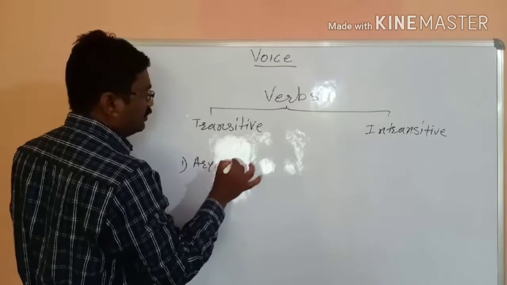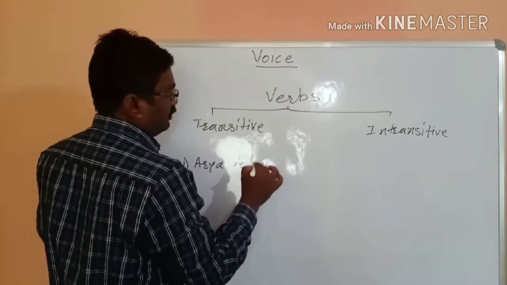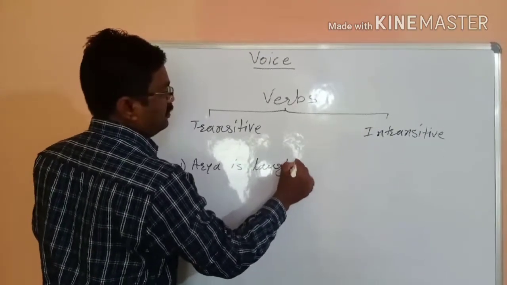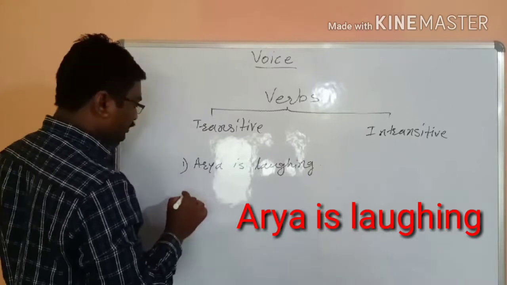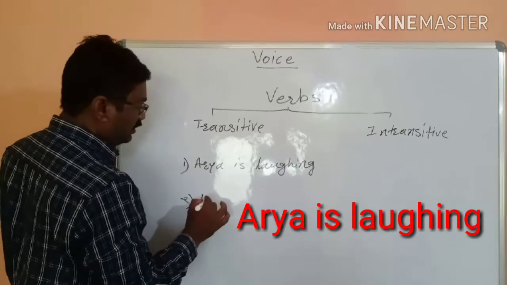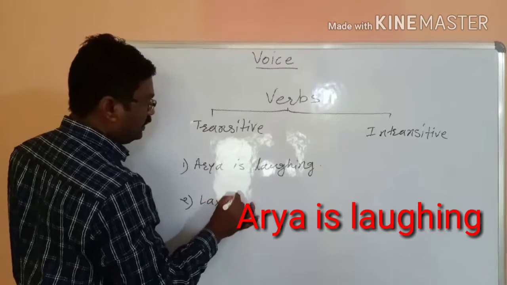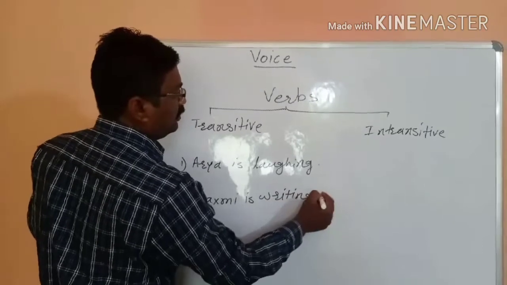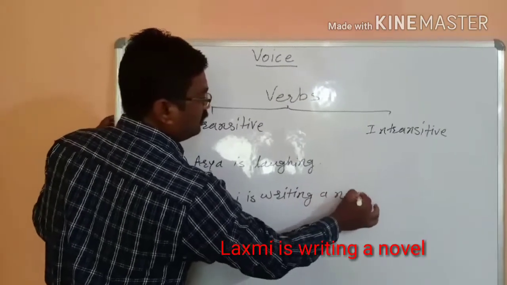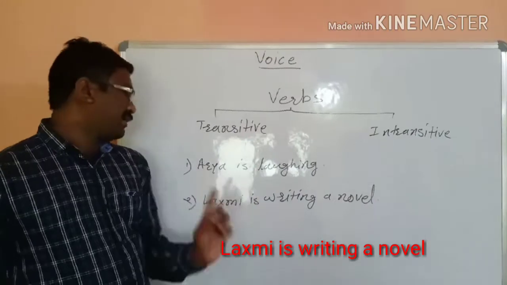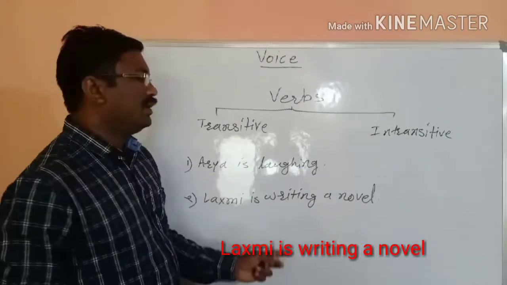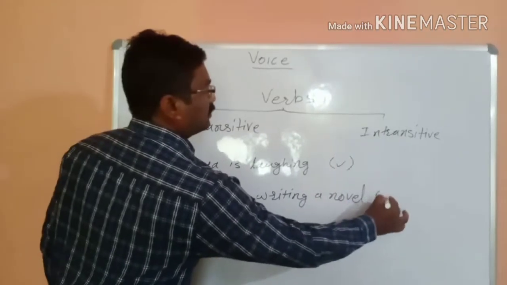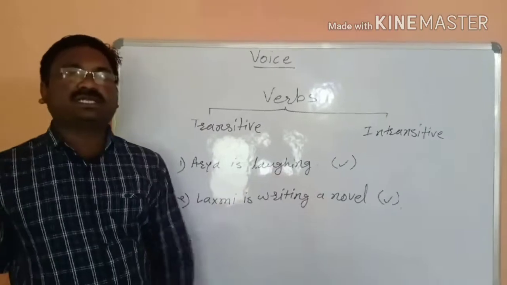Arya is laughing. And second sentence is, Lakshmi is writing a novel. Arya is laughing, Lakshmi is writing a novel. So both sentences, meaning wise, are complete.